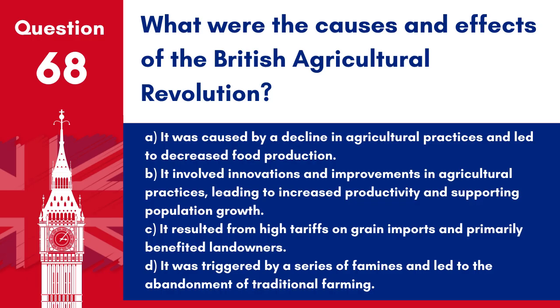A. It was caused by a decline in agricultural practices and led to decreased food production. B. It involved innovations and improvements in agricultural practices, leading to increased productivity and supporting population growth. C. It resulted from high tariffs on grain imports and primarily benefited landowners. D. It was triggered by a series of famines and led to the abandonment of traditional farming.